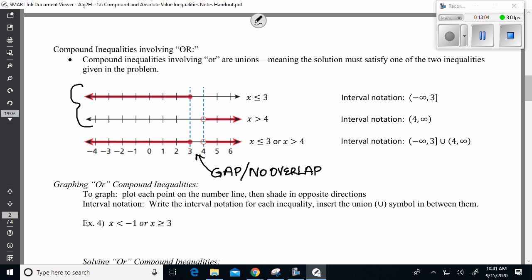Now, if you're graphing them by themselves, the interval notation is still one single interval. This time, since it's a union, "or" inequalities are unions, it means the problem has to satisfy one of the two parts of the problem. For this interval notation, we do each interval separately, and then we combine them using what looks like the letter U. So this letter U simply means union.